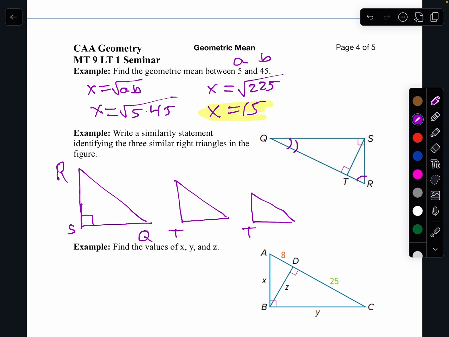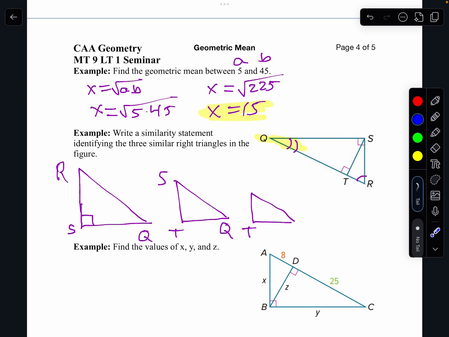Now, in my medium-sized triangle, notice Q is in the same part of the diagram, isn't it? So in other words, Q goes right here, the same place Q is in the big triangle. While in my medium triangle, the angle that isn't a right angle, that's S. You can see that right here.